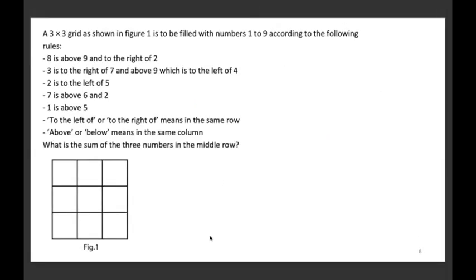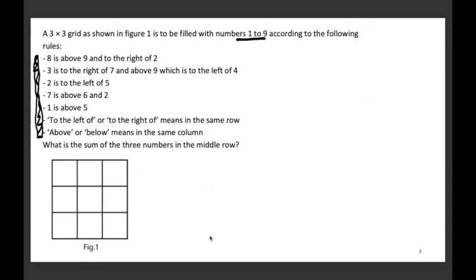A 3x3 grid is shown as a figure, to be filled with numbers 1 to 9 according to these rows. What is the sum of the 3 numbers in the middle row? The total sum of the 3 numbers in the middle row is what we have to find. Let's look at the conditions.